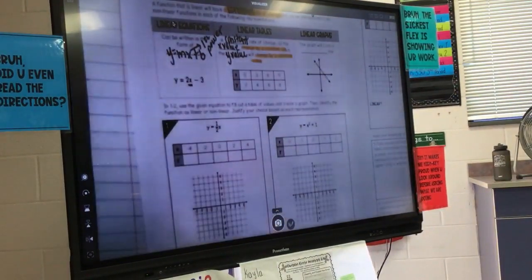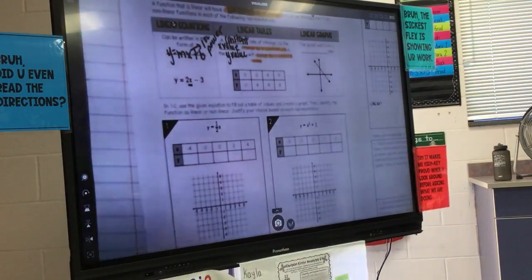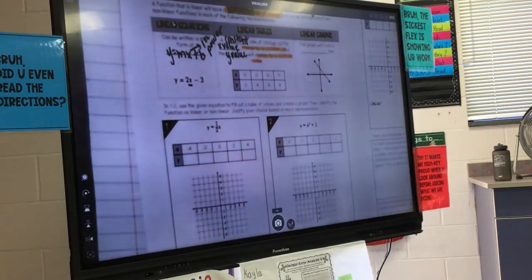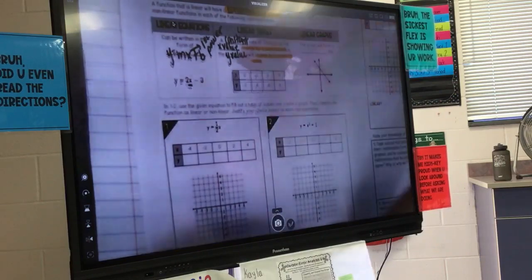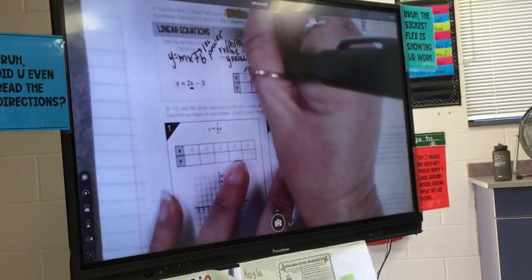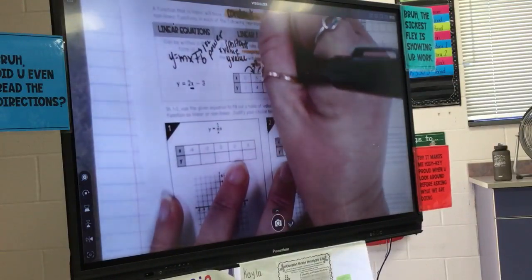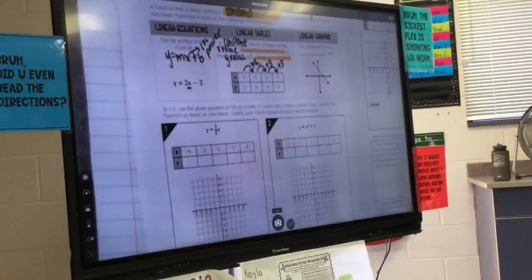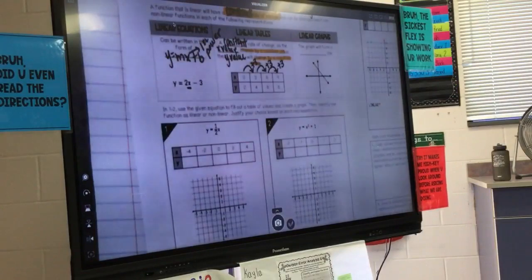All right, so looking at this table, looking at just your x's, you have 0, 3, 6, 9. How is that changing? It's increasing by 3 every time, right? So from here to here, you do plus 3. From here to here, you do plus 3. From here to here, you do plus 3. Everybody see that? Everybody agree with that? Okay.